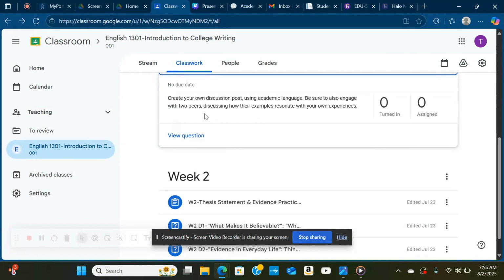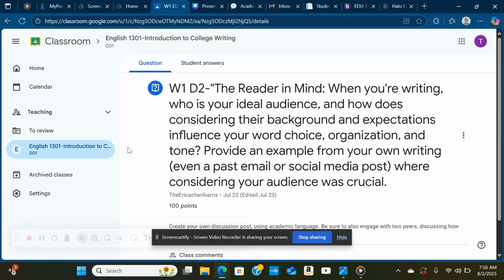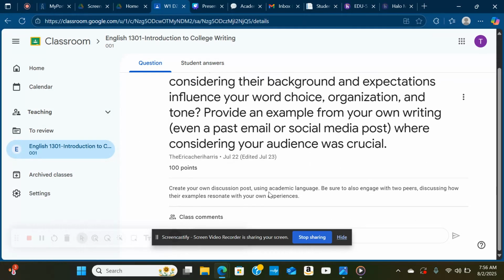The second discussion for week 1. When you're writing, who is your ideal audience and how does considering their background and expectations influence your word choice, organization, and tone? Provide an example from your own writing or even a past email or social media post where considering your audience was crucial. Again, give some more instructions. So that was week 1.